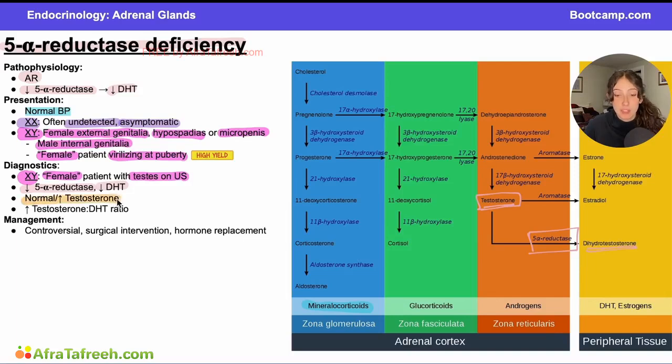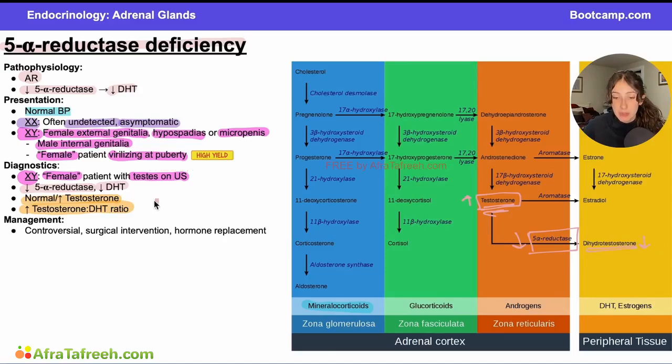Normal or elevated testosterone levels, however, is going to contribute to one of the key diagnostic tests that we use to detect 5-alpha reductase deficiency, and that is the testosterone to DHT ratio. While the testosterone to DHT ratio is decreased in a lot of other forms of sexual differentiation, in 5-alpha reductase deficiency, the testosterone to DHT ratio is going to be increased because, as we discussed earlier, you're going to have a buildup of testosterone behind this blockage in the pathway, the decrease in 5-alpha reductase, which leads to low levels of DHT.